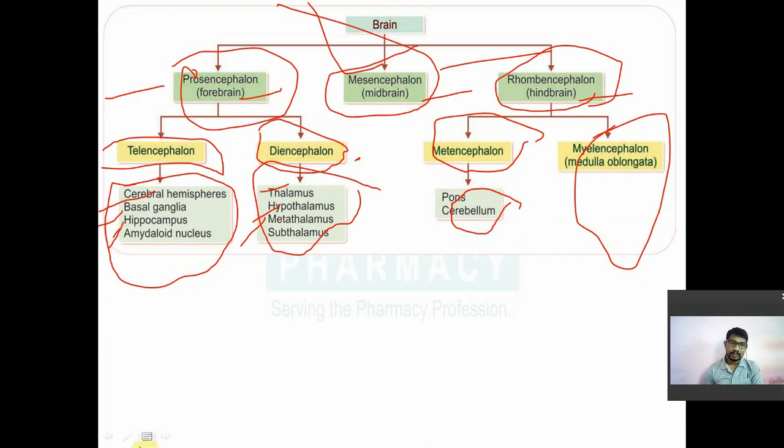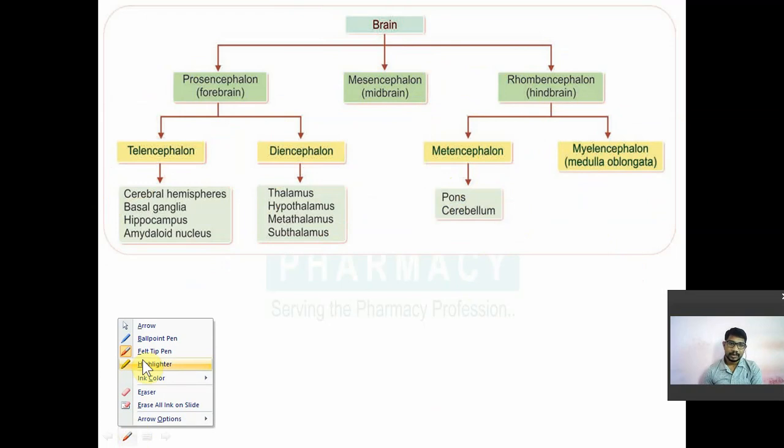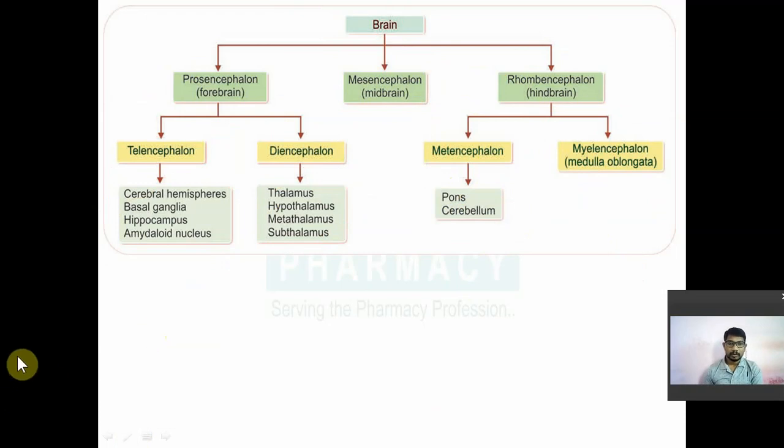So just remember the parts of the brain. Sometimes they might ask you a question to confuse you, saying one of the following is not a part of the diencephalon, or one of the following is not a part of the telencephalon. So they will give you parts. Remember, the forebrain is known as the prosencephalon, the midbrain is known as the mesencephalon, and the hindbrain is known as the rhombencephalon.